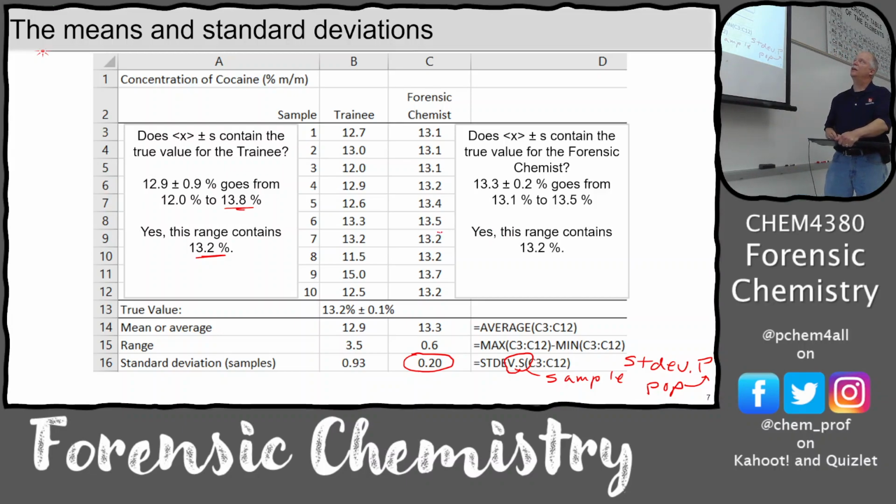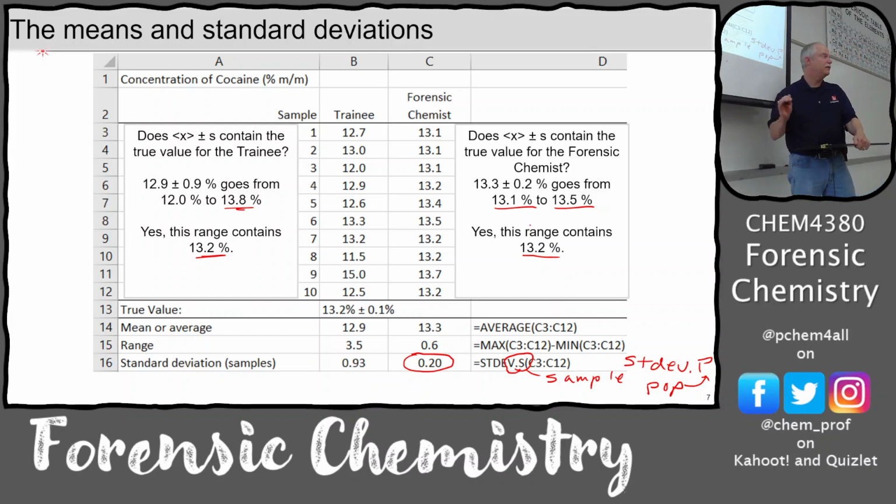Okay. In this case, it does contain, that 0.2 gets us up to 13.5 and down to 13.1. So it's 13.3, which comes in a little bit high, but that 0.2 is enough to capture our true value of 13.2. So we would say that the forensic chemist is accurate as well. Okay. Any questions on this page?